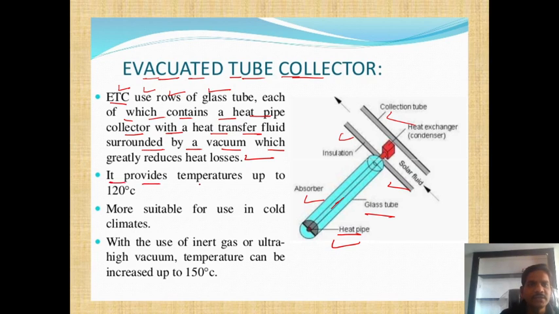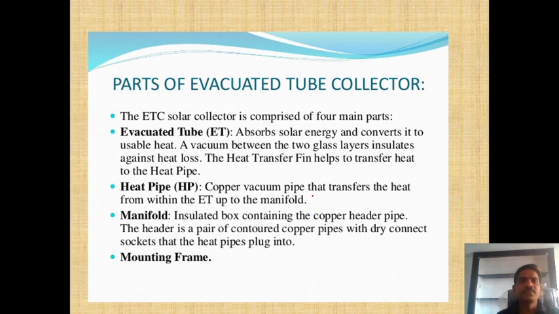So it provides a temperature up to how much? 120 degrees Celsius, which is more than the flat plate collector. More suitable for use in cold climates. With the use of inert gas or ultra high vacuum, the temperature can be increased up to 150 degrees Celsius, guys. So let's discuss the parts of evacuated tube collectors.